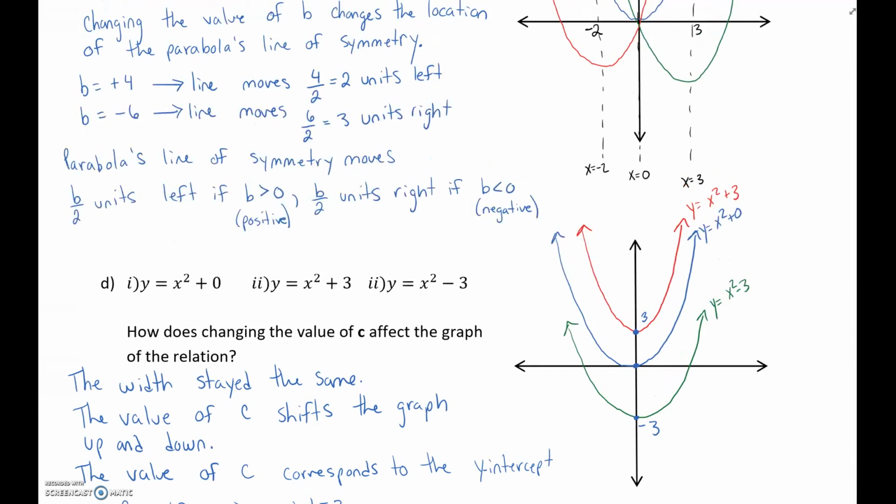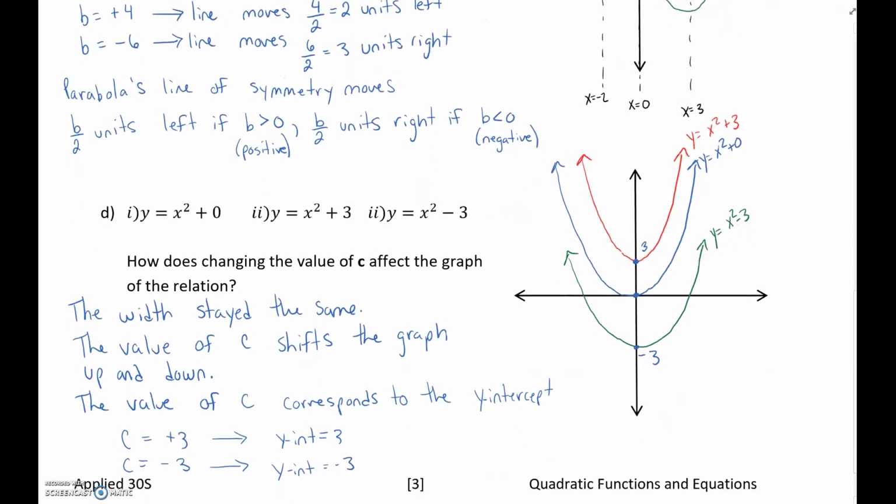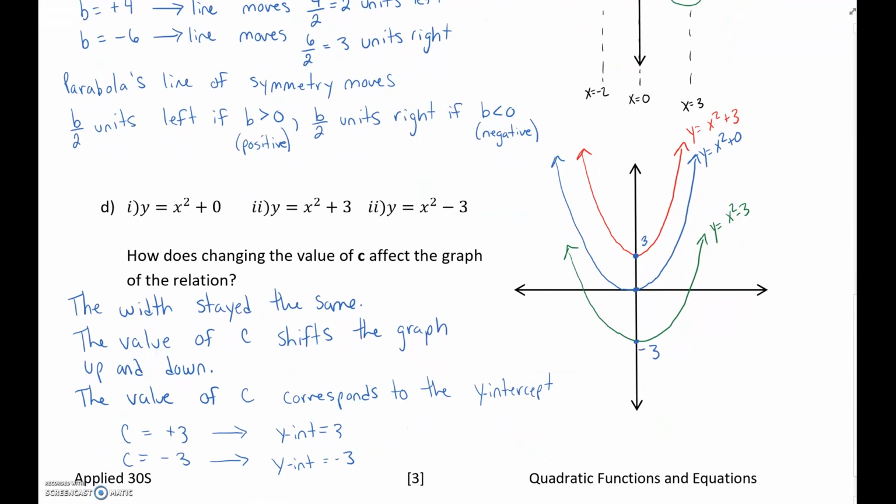So in all of these graphs, again, the width stayed the same. The value of c shifts the graph up and down. It physically is moving our graph up and down. And that c value corresponds to our y-intercept. So if we have a c value of positive 3, the y-intercept is positive 3. If we have a c value of negative 3, then the y-intercept is negative 3. And that concludes us going through all the different parts of the quadratic function and how it affects our graph, the parabola, when we put it in our calculators or graph it on a plane.